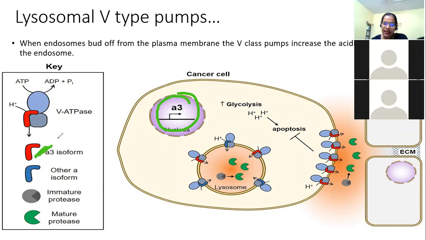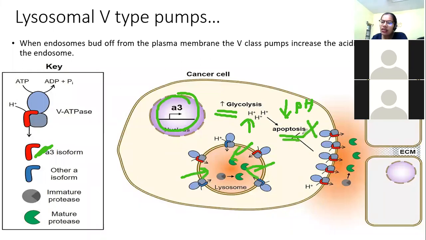You can see that this is the A3 isoform. Now in the cancer cell, you have got the increased rate of glycolysis. That means increased H plus will be there. Now if suppose the cytoplasm has got high H plus, it means the pH will decrease. It becomes acidic. The function of the cell will be lost. In order to avoid that, lysosome will take all the H plus inside. Okay. Now, increased H plus leads to apoptosis, but this has been inhibited. So all the H plus will be pushed outside or taken up by the lysosome.